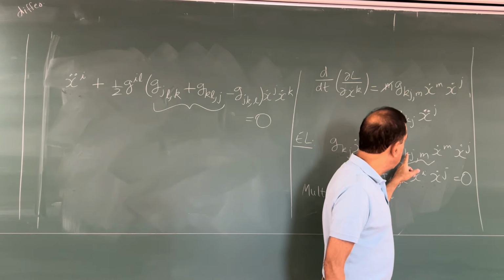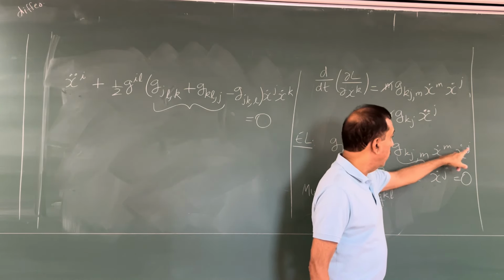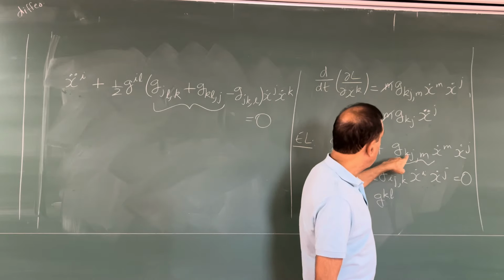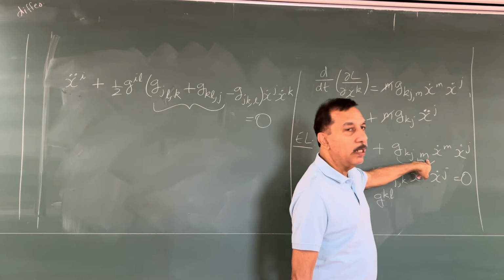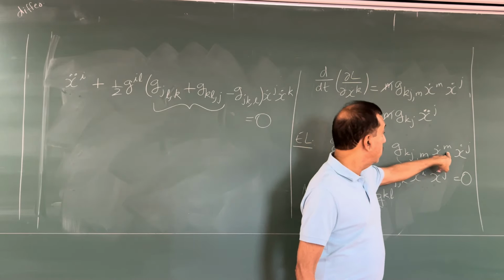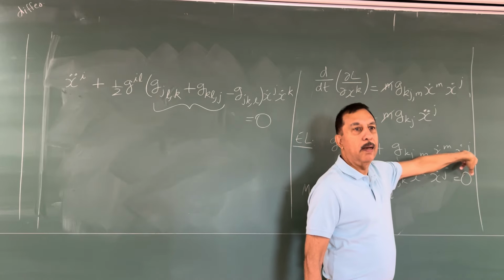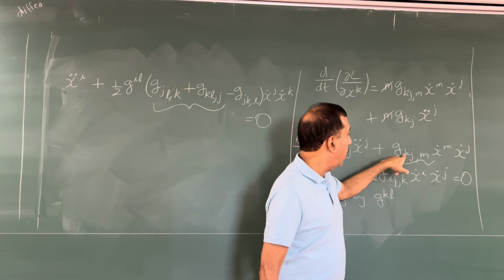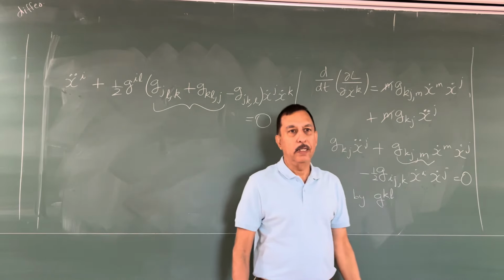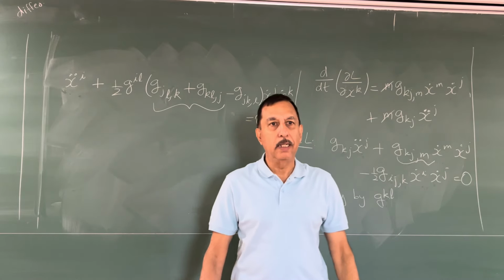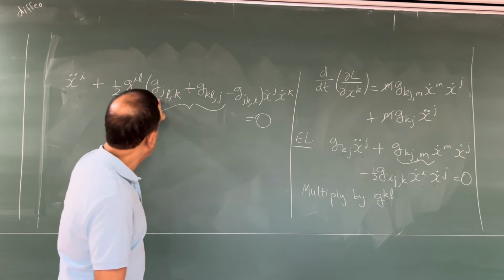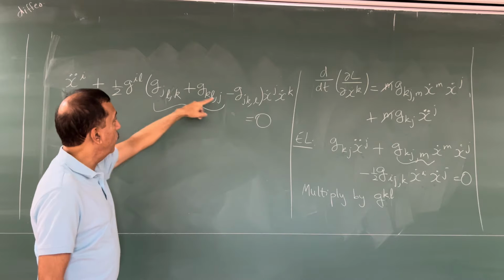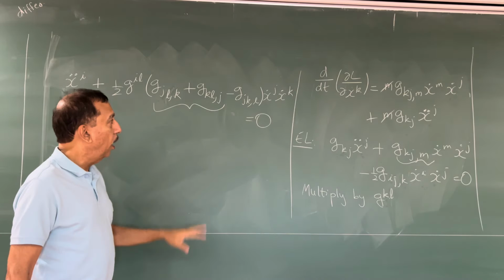You see, this is g_kj comma m, x dot m, x dot j, but I could also have written it g_km comma j because it's multiplying something symmetric in m and j. So I simply take half each way of writing it. I've not changed anything. And that's how I got these two terms to both have half, and the last term also has half, and this is the equation.